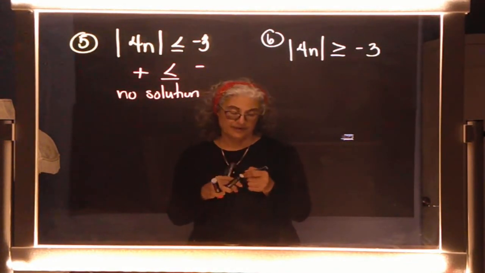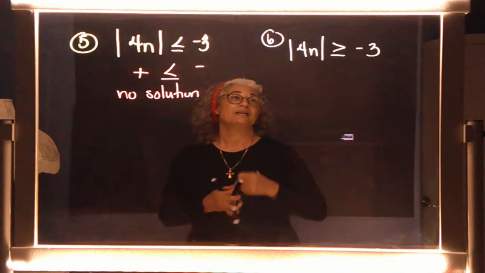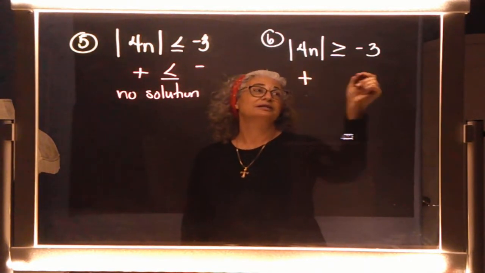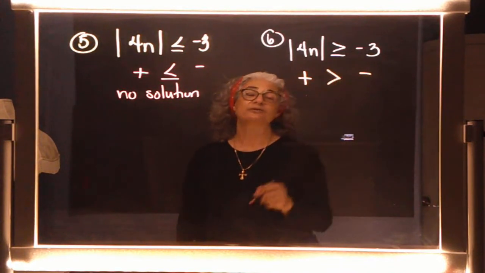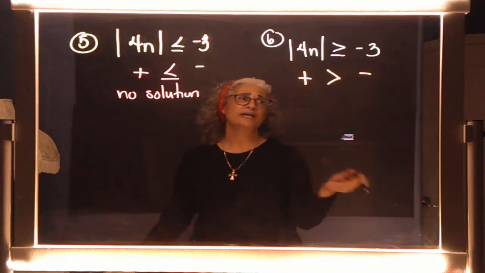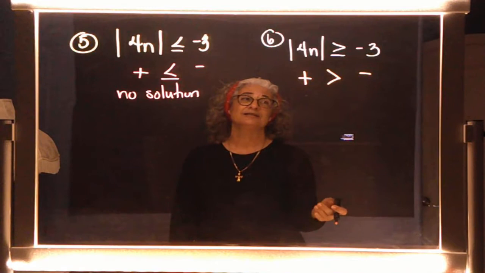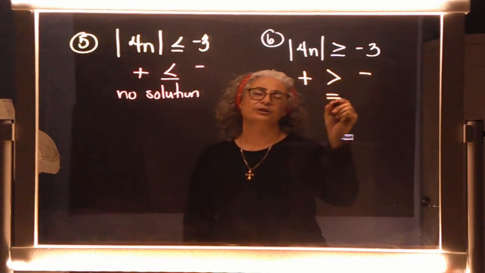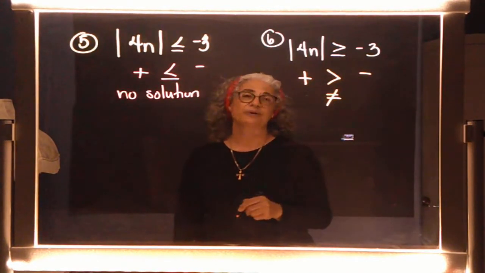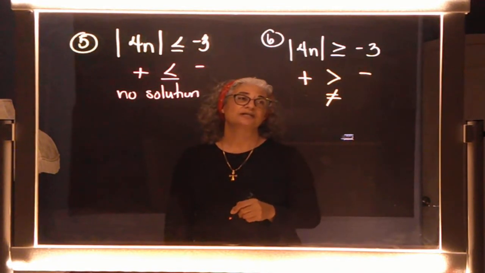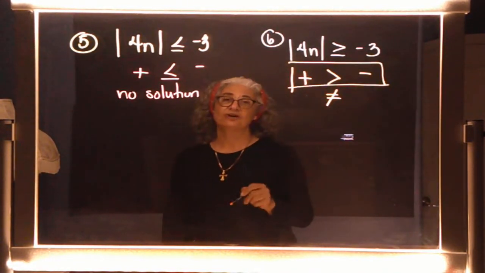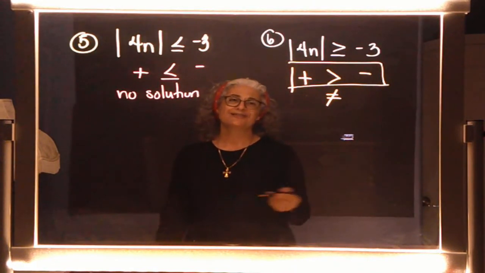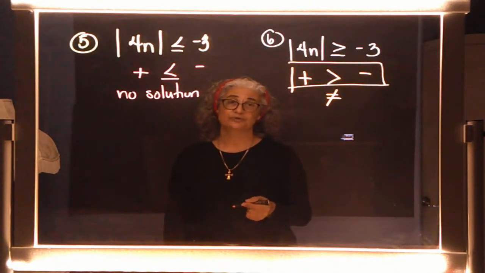So again, let's think about this. This is a positive number, and this is a negative number. Could this positive number be greater than a negative number? Oh yeah, it most certainly can. Can it be equal to it? No. No way a positive number can be equal to it. This one you can solve, but you can only solve it as a greater than problem. There's no way it could ever be equal to.